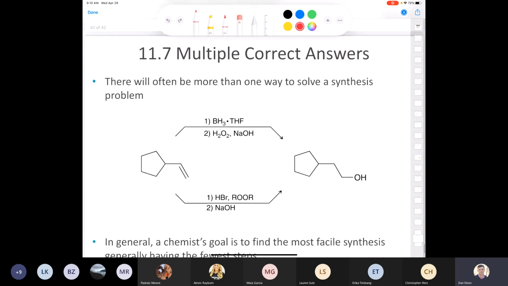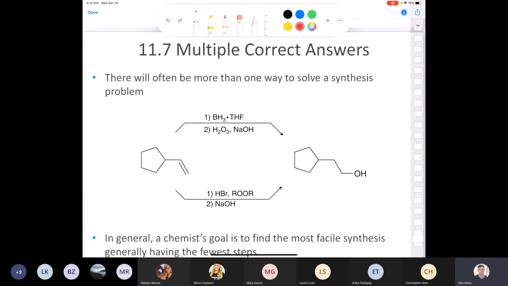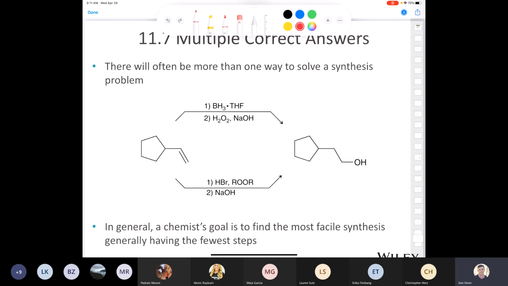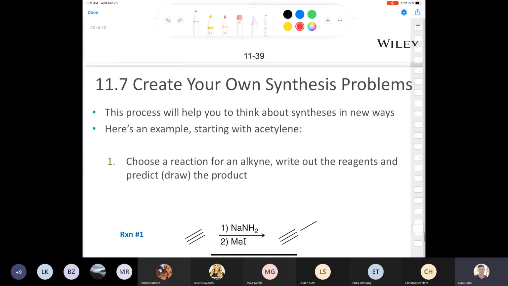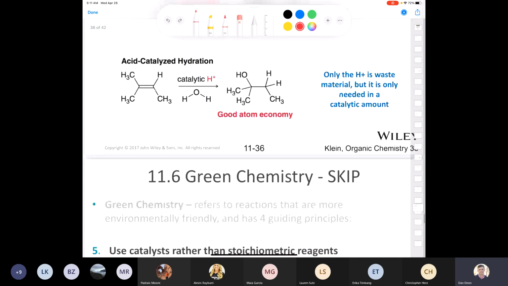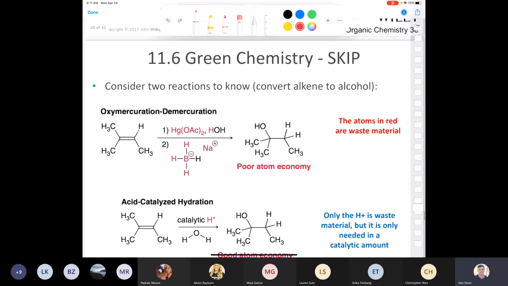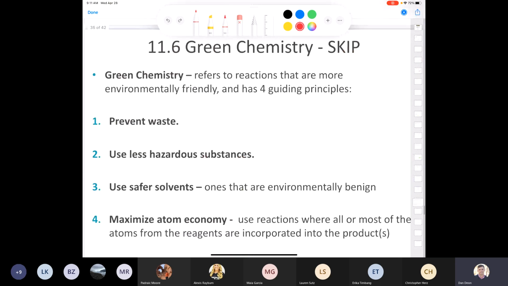Okay. And again, as I told you, as we get farther along in the class, you're going to find that there's more and more ways of doing this type of synthesis that we learn in Organic Chemistry 1 and even more in Organic Chemistry 2. So it boils down to finding the most facile synthesis that generally has the fewest steps. And then, of course, if you want to go one step beyond that, you would take into consideration trying to have a reaction that's very green, in terms of mitigating pollution.